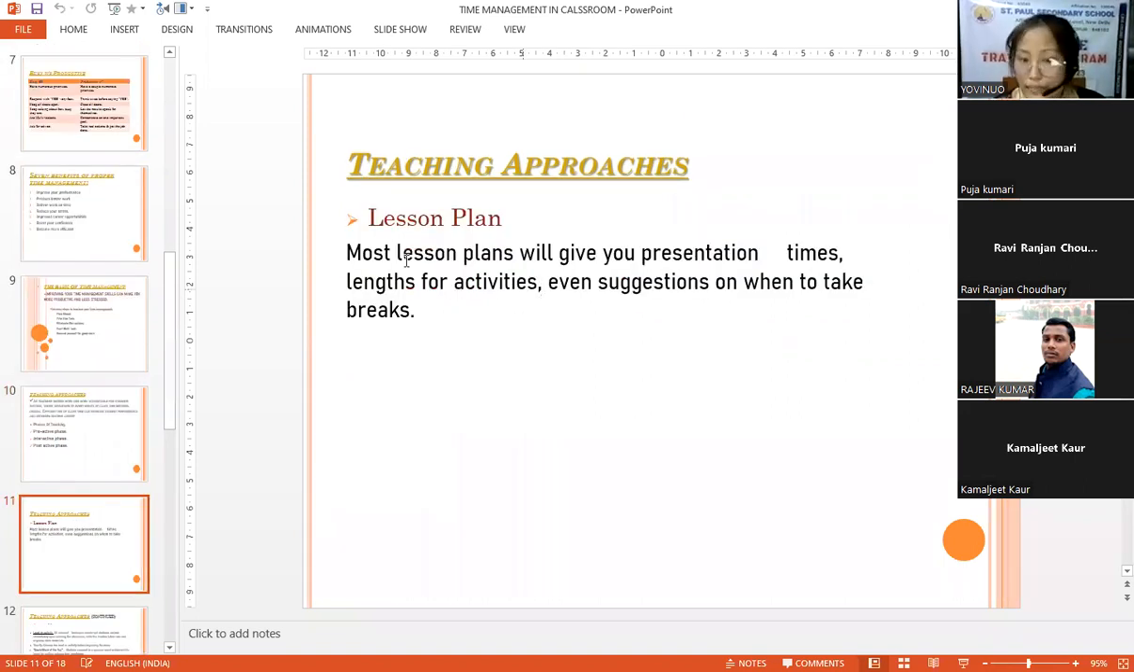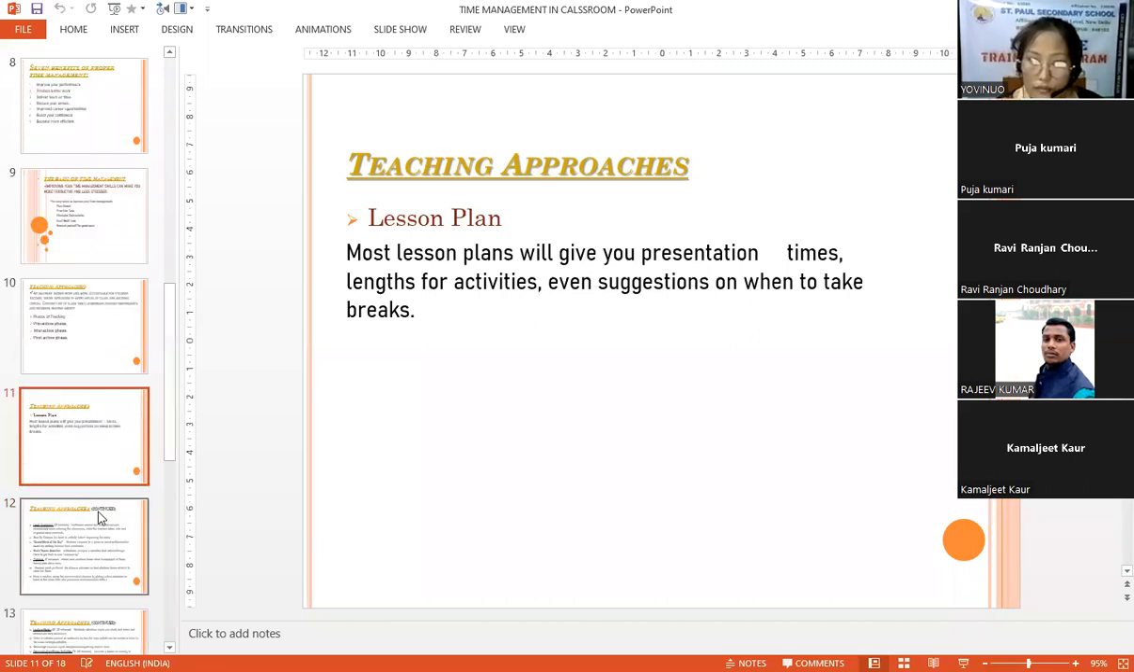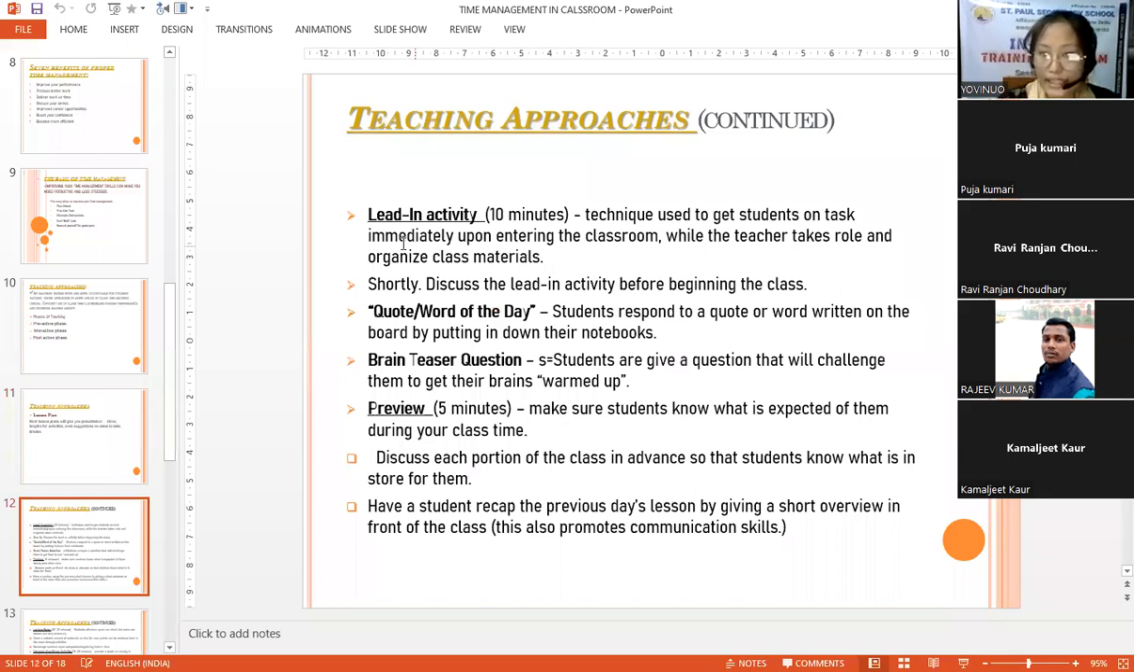Lesson plan. Most lesson plans will give you presentation times, lengths for activities, even suggestions on when to take breaks. Lead-in activity. A technique used to get students to task immediately upon entering the classroom while the teacher takes roll and organizes class materials. Shortly discuss the lead-in activity before beginning the class.